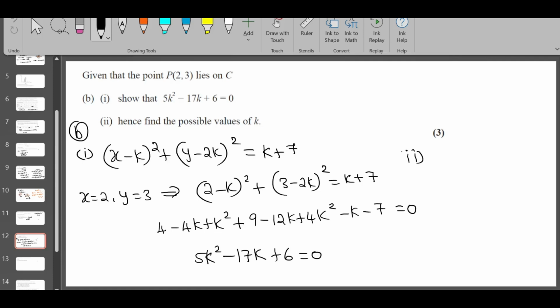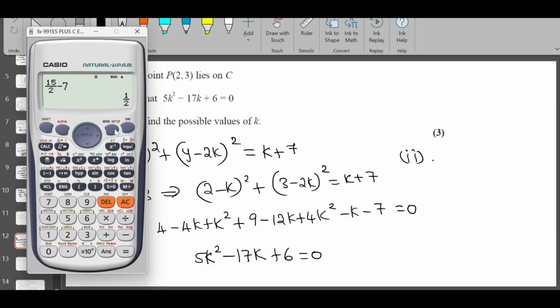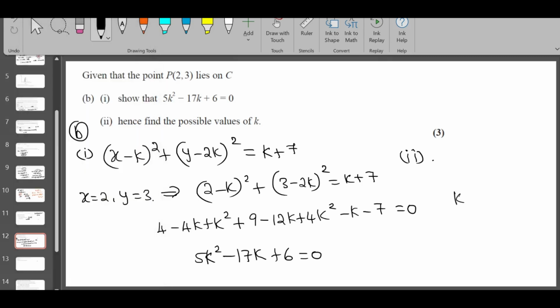For part II, we need to solve this equation. 5k square minus 17k plus 6 equals 0. The factors are 3 and 2 over 5. k is 3, k is 2 over 5. So you write a step: (k minus 3) times (5k minus 2) is 0, and then write this.